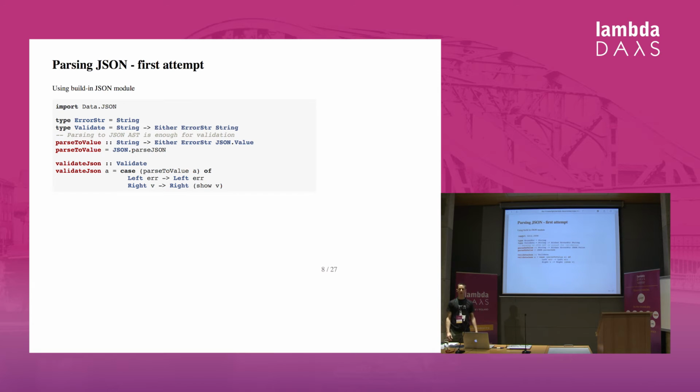So the whole logic of our validating JSON, this is a parameter. It's calling this parse to value function, and if our library returns some error, I just map it as the same thing, identity, and if it parsed to some JSON AST, I would like to return a string representation. So the show function gives me this string representation.